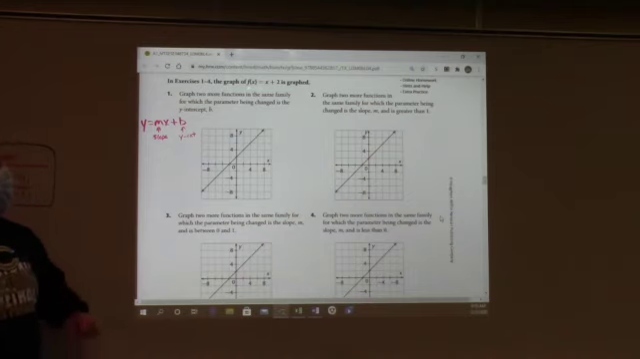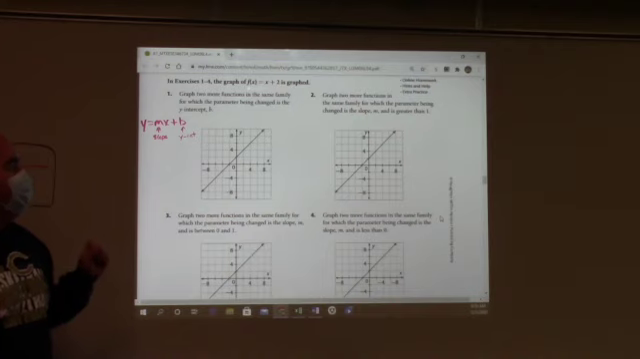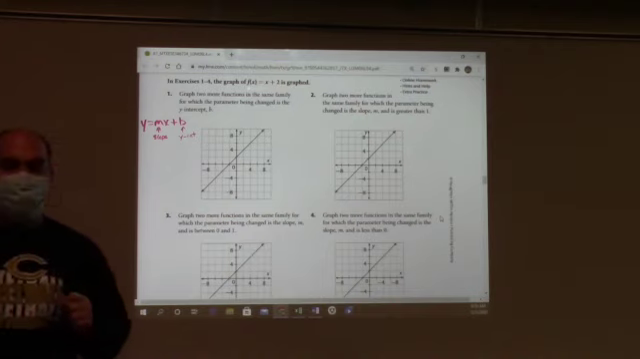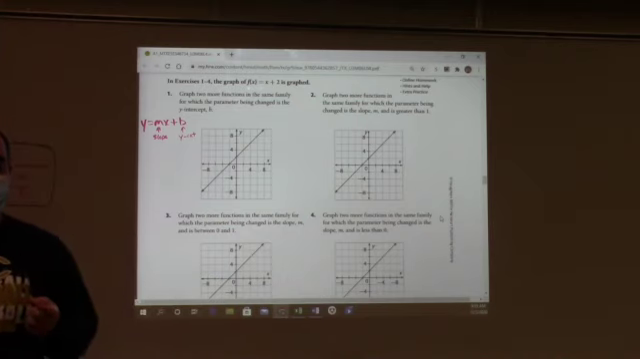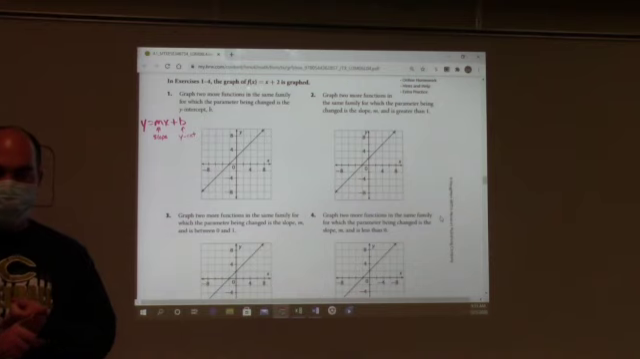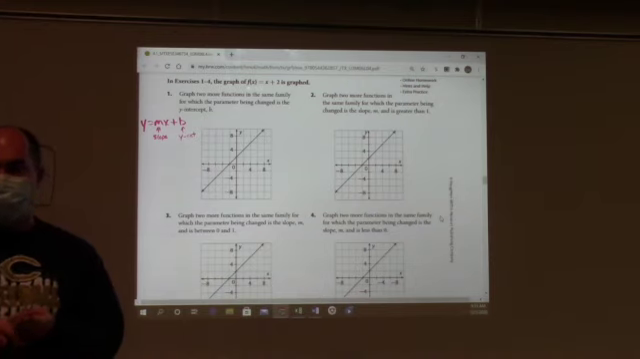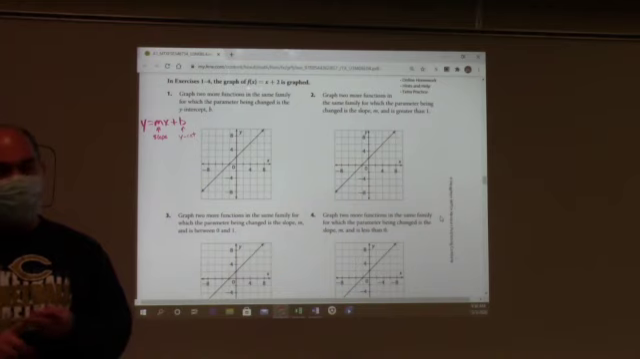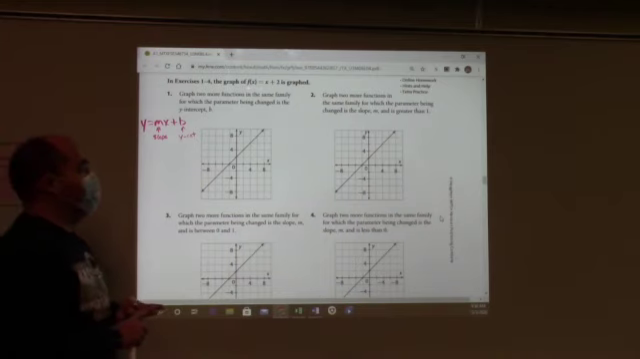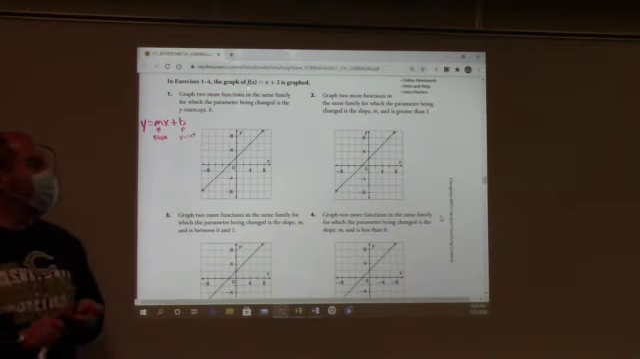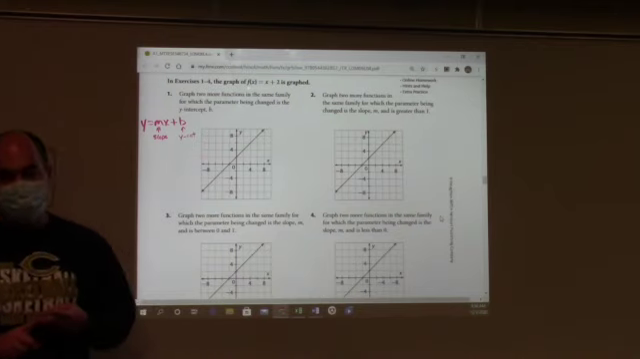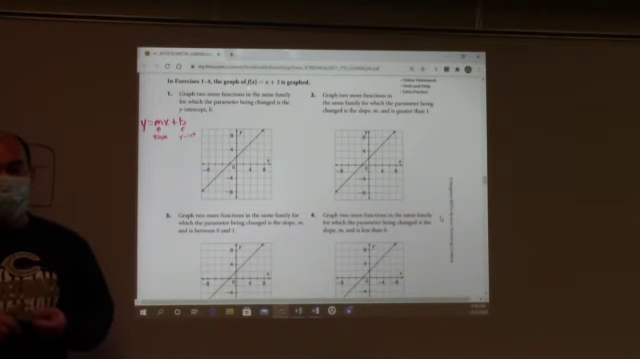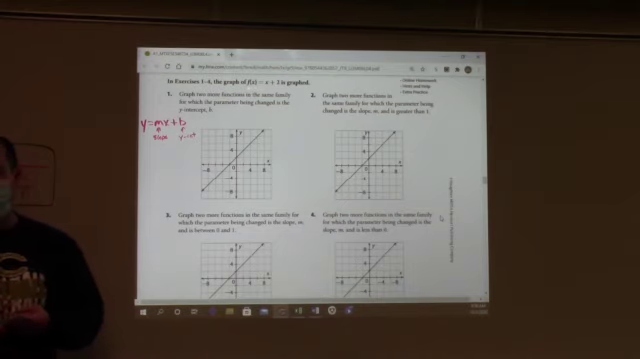Okay, now it says graph 2 more functions in the same family for which the parameter being changed is the y-intercept. Okay, so when it uses the word parameter, like the parameter being changed, it's talking about either the slope is going to be changed or the y-intercept is going to be changed. Those are your two parameters. Okay, one of those two things. The slope or the y-intercept. Does that make sense to everybody? Okay, so in this case, it says graph 2 more functions in the same family for which the parameter being changed is the y-intercept. So if I'm changing the y-intercept, that means what is staying the same?